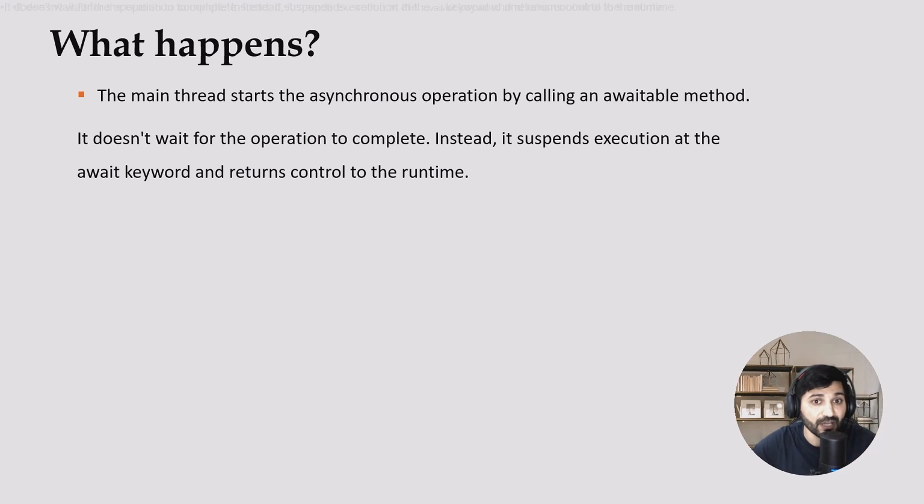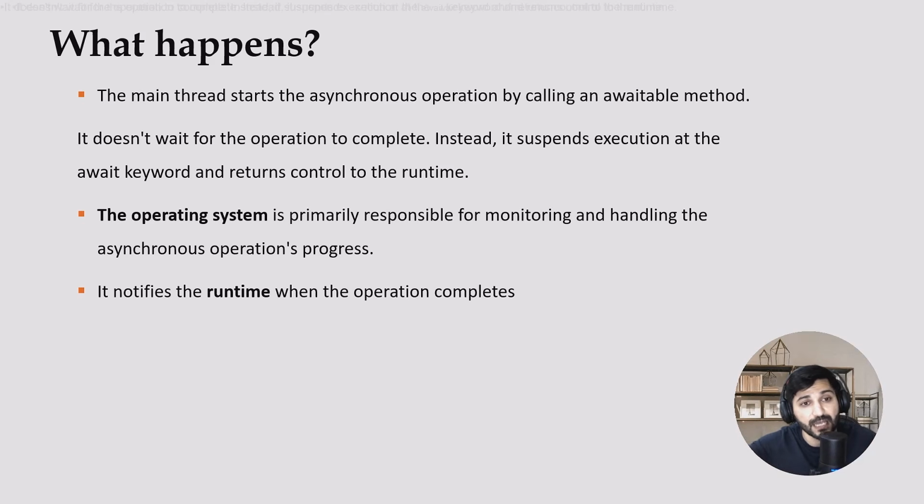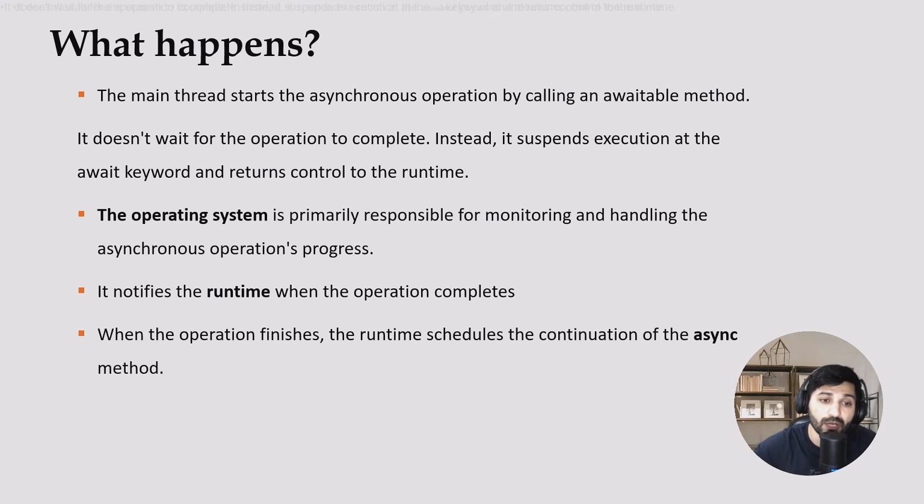So between us and the operating system, we have a runtime. The operating system is primarily responsible for monitoring and handling the asynchronous operation's progress. It notifies the runtime when the operation completes. So we are doing this type of asynchronous operation at the operating system level, in general, and the operating system monitors and handles all the things related to asynchronous operations and notifies our runtime. When the operation finishes, the runtime schedules the continuation of the async method.